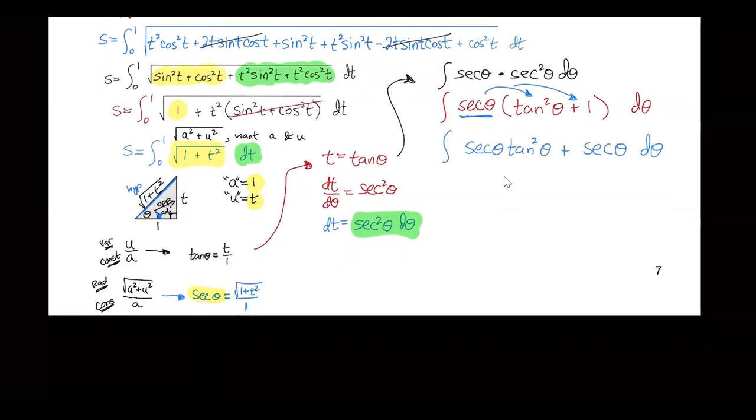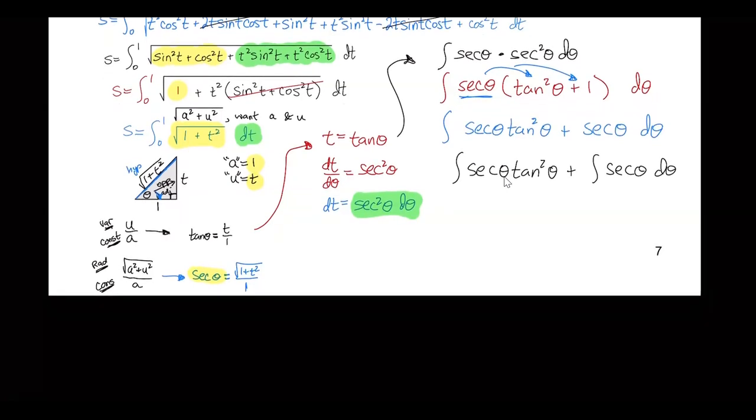All right, we can split up our integral. It's a sum, so we can split it by the sum. So splitting it by the sum, we get the integral of secant theta tangent squared theta plus the integral of secant theta d theta. Now that second piece is actually a rule. Well, it wasn't always a rule in Calc 2. I'm sure at some point you had to figure it out.